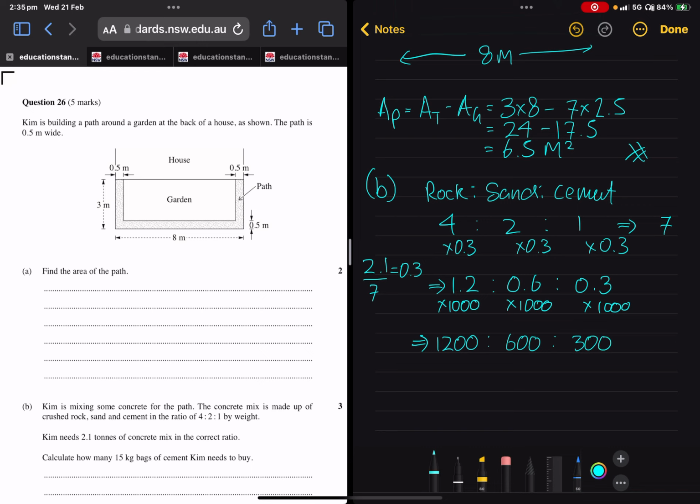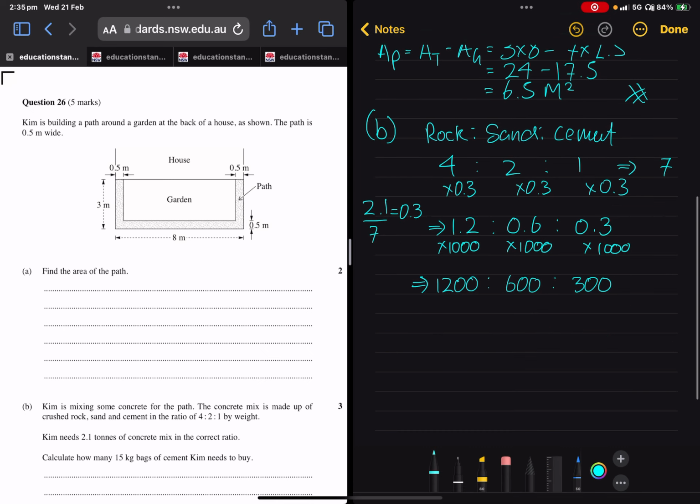If cement is bought in 15 kilogram bags, the number of bags of cement is going to be equal to the total amount of cement she needs divided by how much is in each bag. 300 divided by 15, that is going to be 20. So she will need 20 bags. And this is the answer to part B.